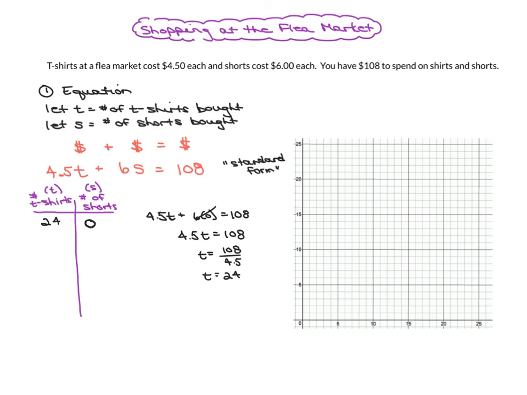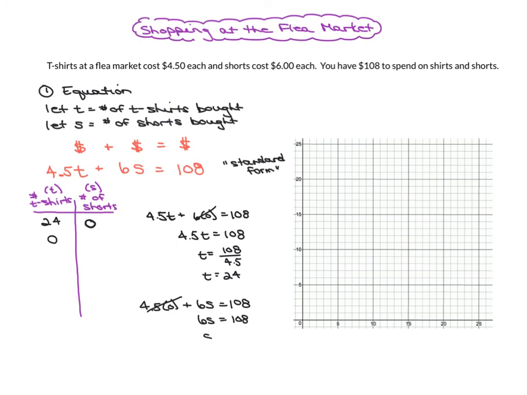All right. For this one now, if I'm only going to buy shorts, that means there are going to be 0 t-shirts. And I can do the same idea. I know my T is 0, no t-shirts, plus 6 times the number of shorts is going to equal 108. That's going to turn into 0, and we have 6S is equal to 108.